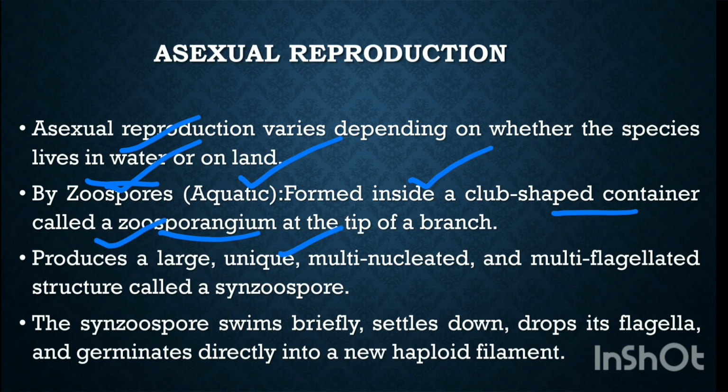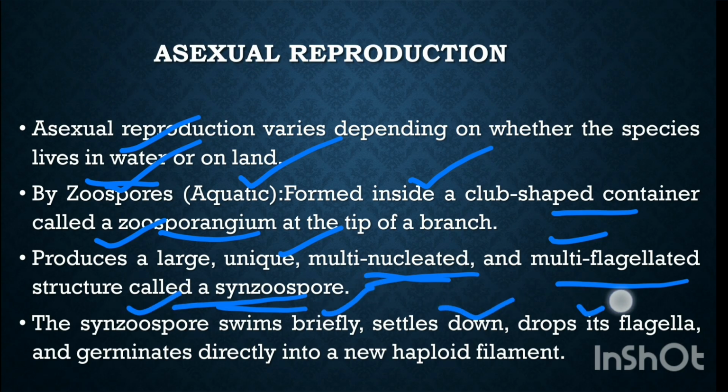It produces large, unique, multinucleate and multiflagellated synzoospores. So that zoosporangium produces many multiflagellated and multinucleated synzoospores. Those synzoospores swim briefly, settle down, drop their flagella and germinate directly to form a new haploid filament of Vaucheria.